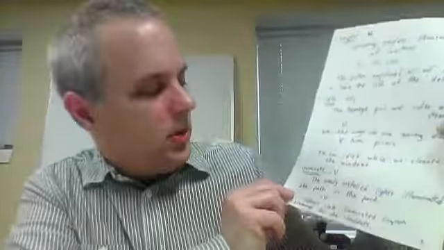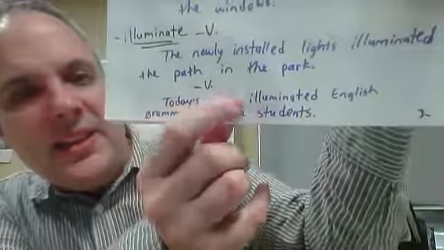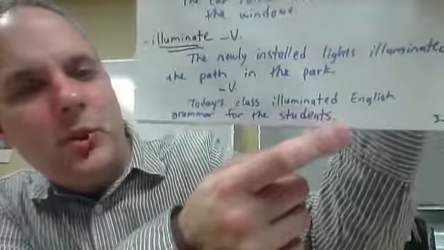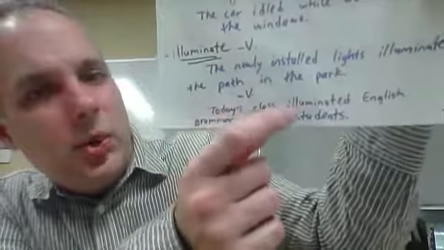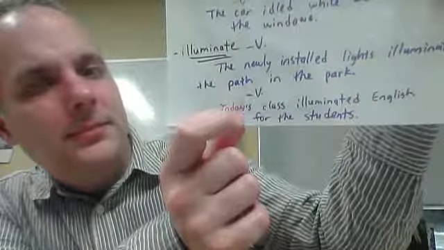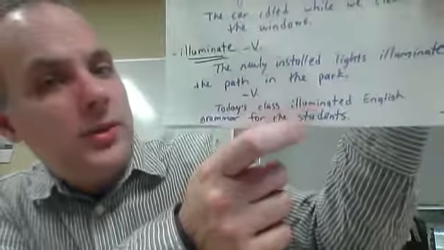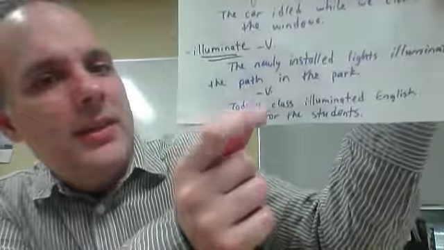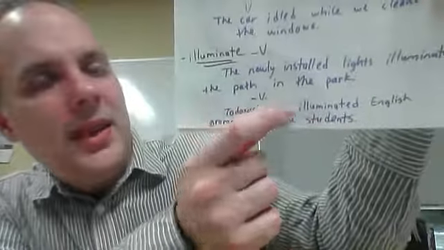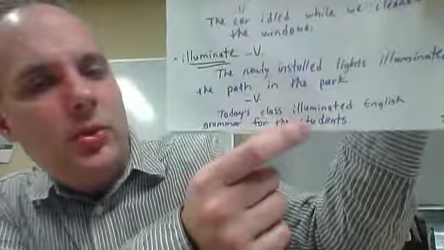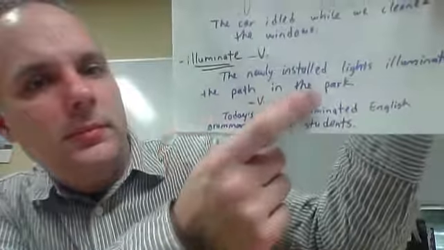Now, the second meaning of illuminate is basically to teach something, okay? So, today's class illuminated English grammar for the students. I like English grammar. Okay, so the students learned from the class. The class kind of taught the students. So here we say illuminated. Today's class taught English grammar for the students. Yep, same meaning. Today's class illuminated English grammar for the students. The students learned English grammar.